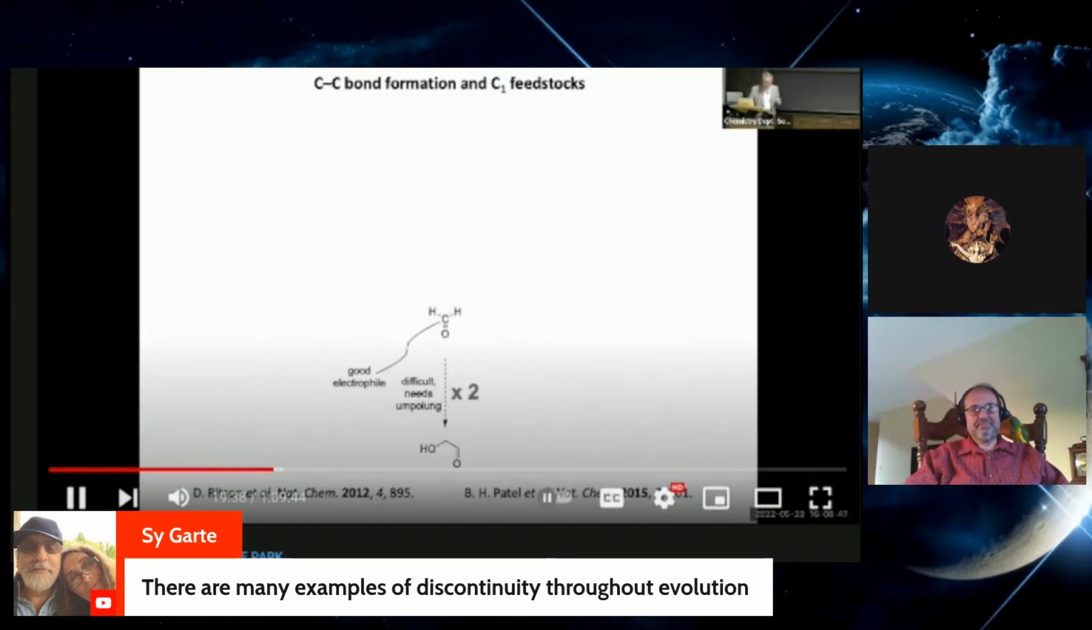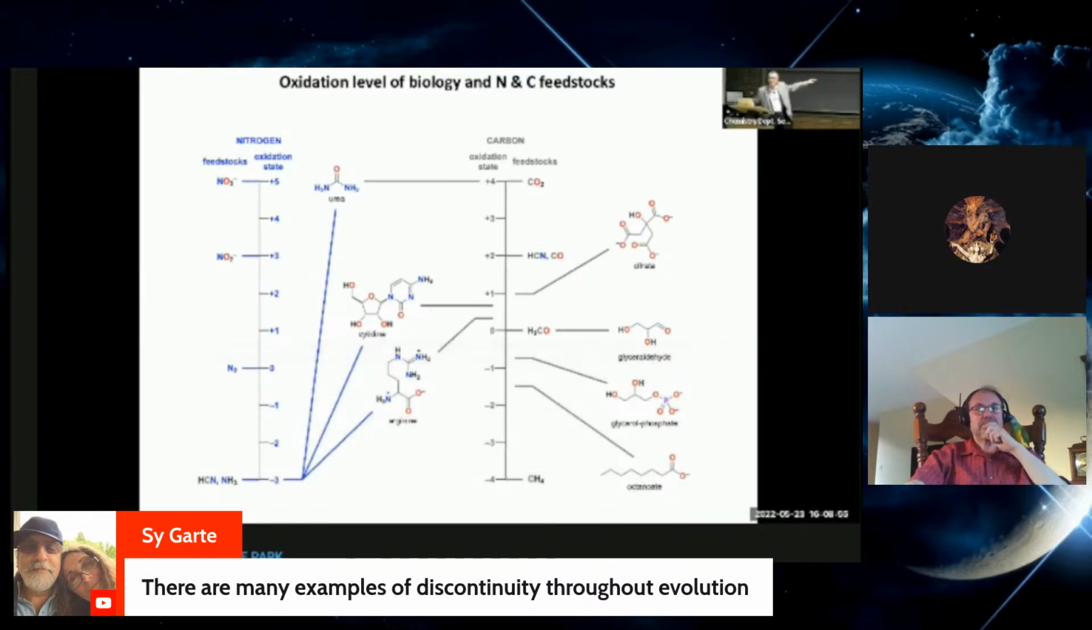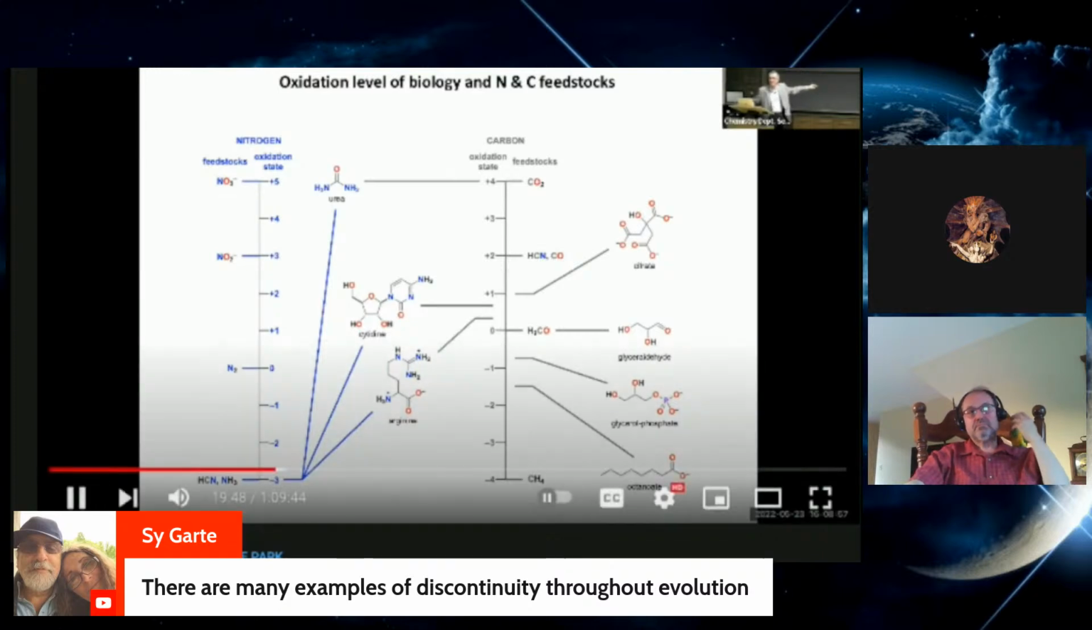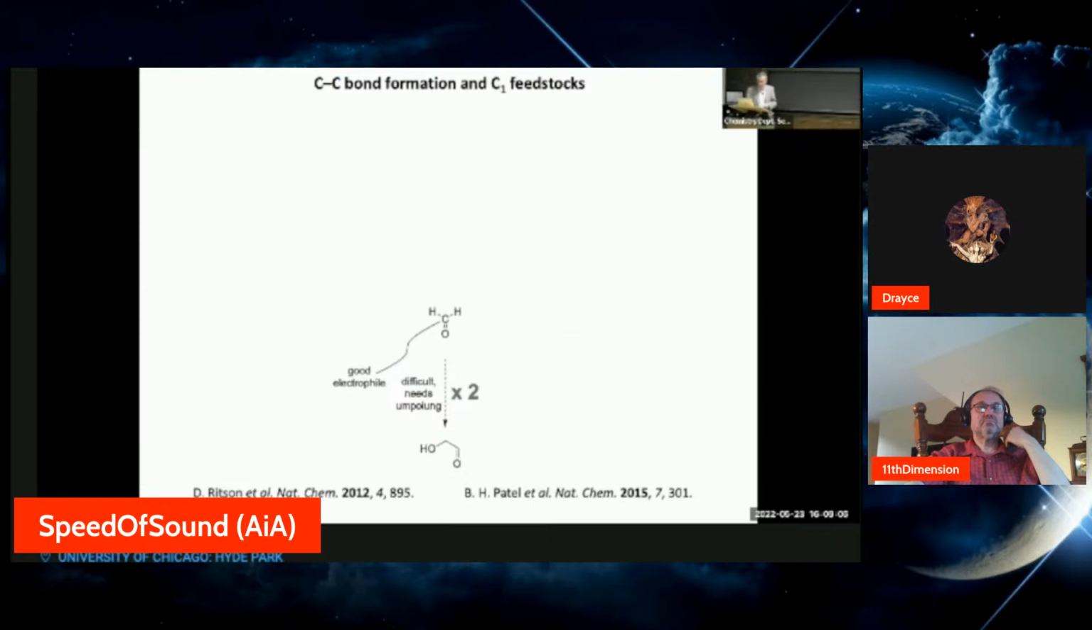You might look at that previous slide and say, well, hang on just a minute. You just showed us that the carbon in building blocks is roughly the oxidation level of formaldehyde. So why don't you start with formaldehyde and try to make carbon-carbon bonds and synthesize things from formaldehyde? Well, the problem is that getting two formaldehydes to join together is very difficult. They're like two little bar magnets.